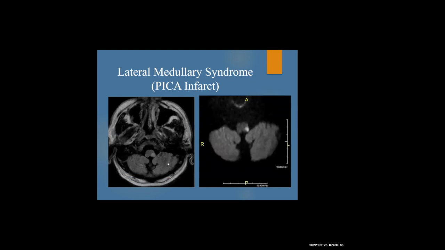Okay, so that's the cerebellum, those three surfaces, those three vessels. So let's talk a little bit about your brainstem. We'll start first with the medulla. There are two specific small infarcts that have large clinical consequences. The first, and probably the more commonly recognized, is the lateral medullary syndrome.